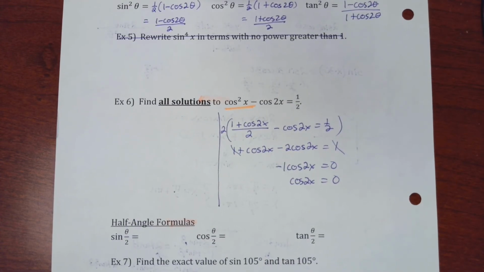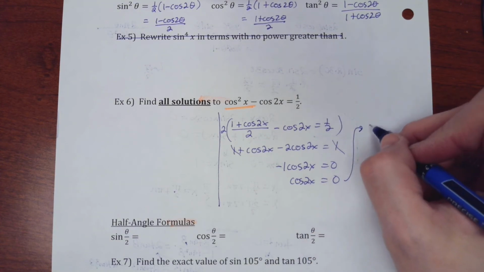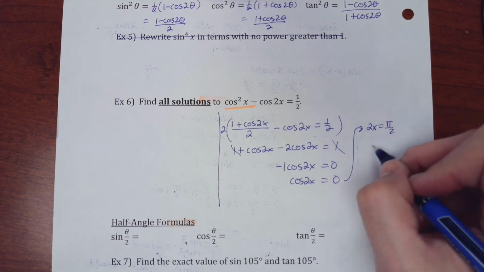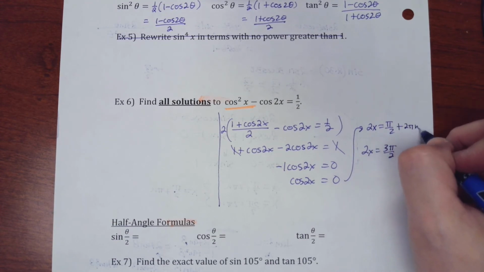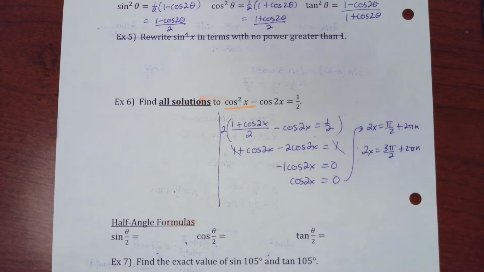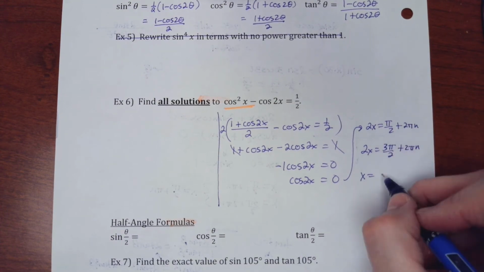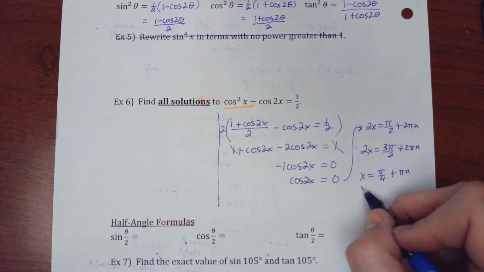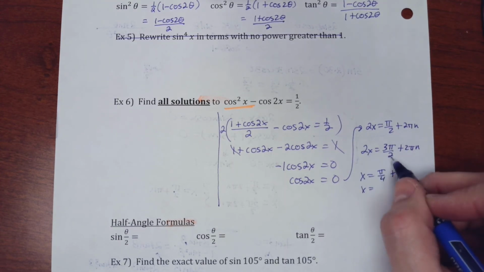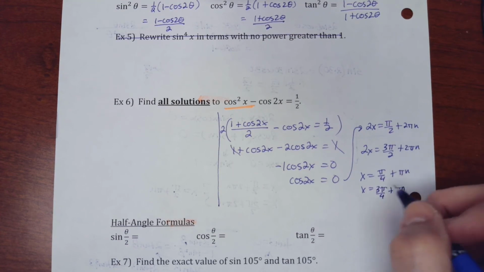So when does cosine equal 0? Cosine equals 0 at pi over 2 and 3 pi over 2. So we will say 2x equals pi over 2, and 2x equals 3 pi over 2. Remember, plus 2 pi n. But we have to fix our answers, so we have to divide everything by 2. So my answers become pi over 4, plus divide that by 2, get pi n, and 3 pi over 4, because dividing by 2 is like multiplying by 1/2, plus pi n. All right.